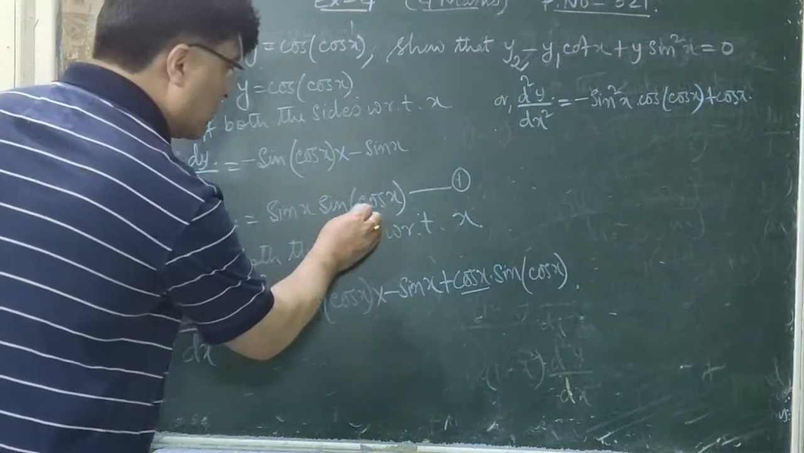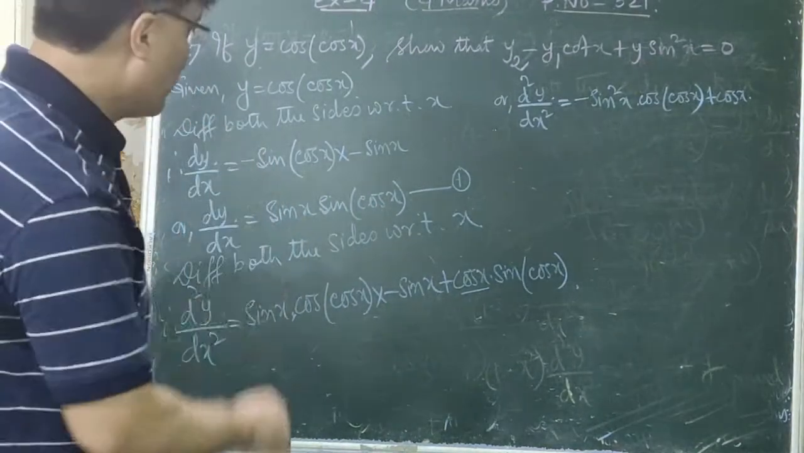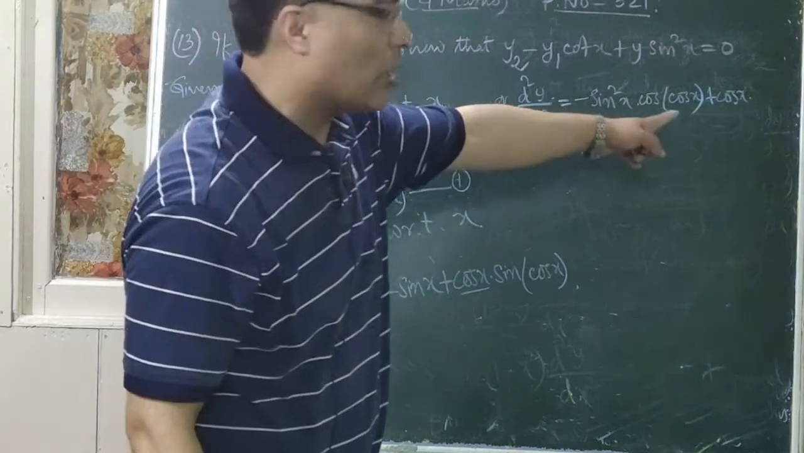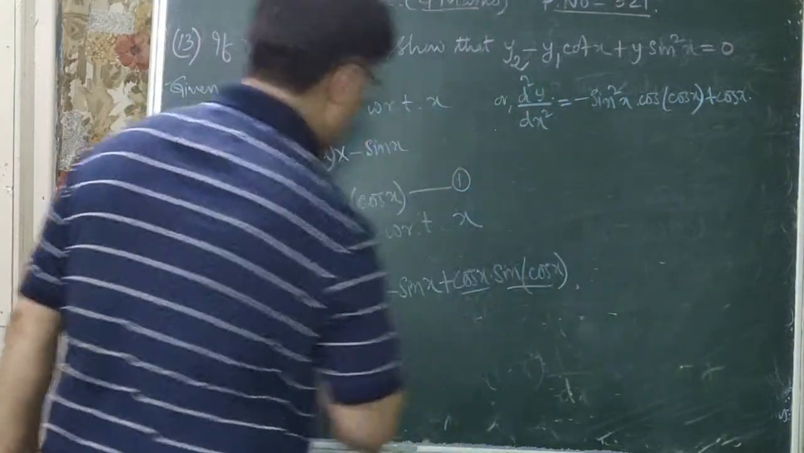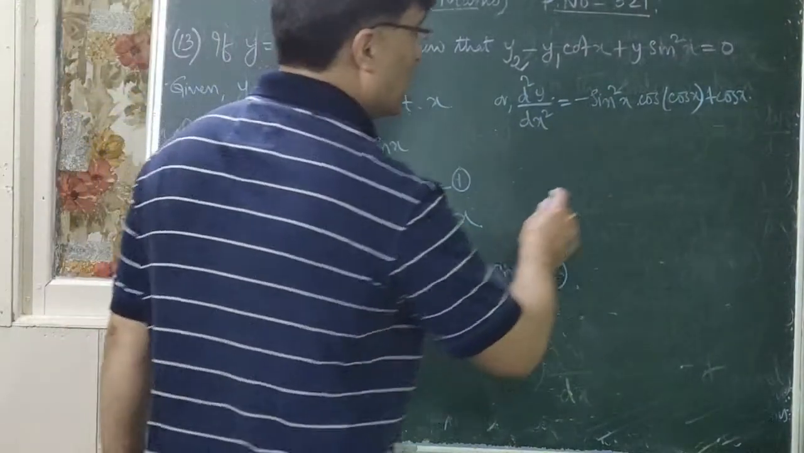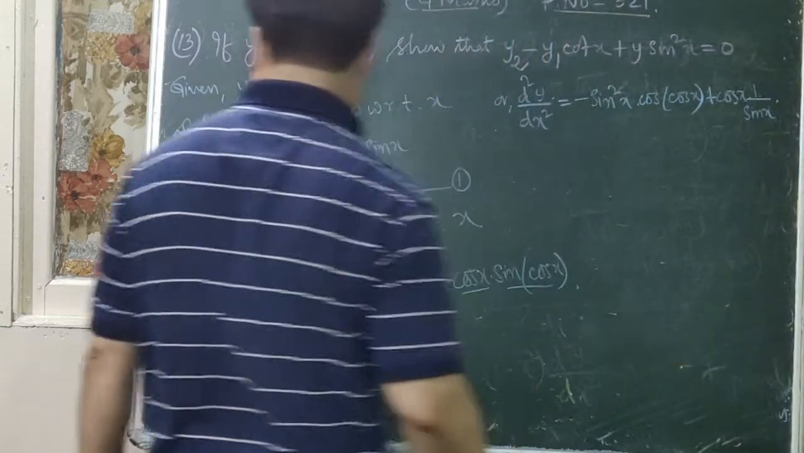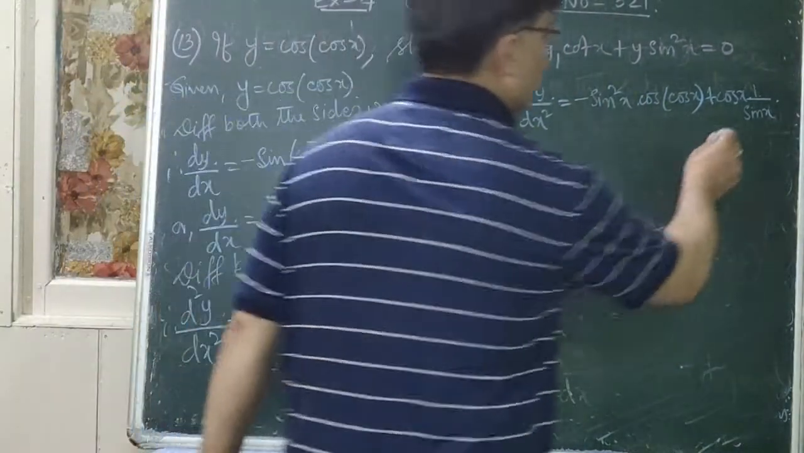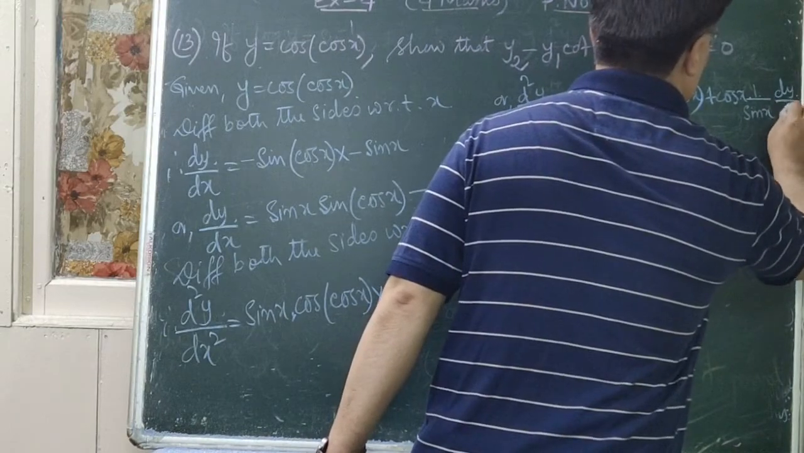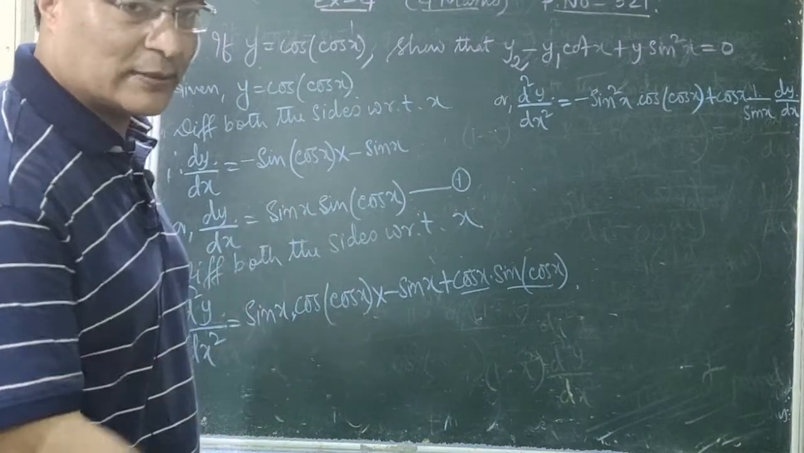So from 1, what is the value for sine of cos x? It is 1 by sine x into dy by dx. So we can put the value for sine of cos x out here. Okay, so what is the value for sine of cos x? Your sine of cos x value is 1 upon sine x into dy by dx. This is your dy by dx. So I think you have understood it.